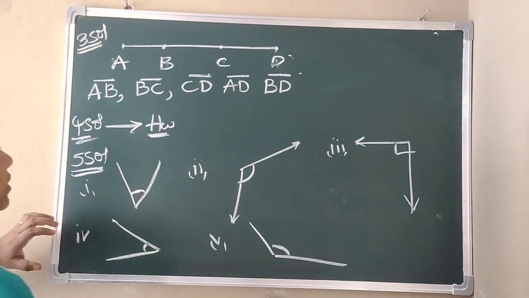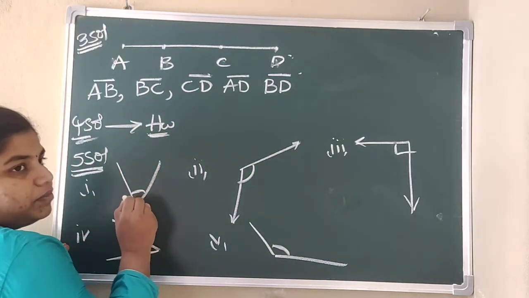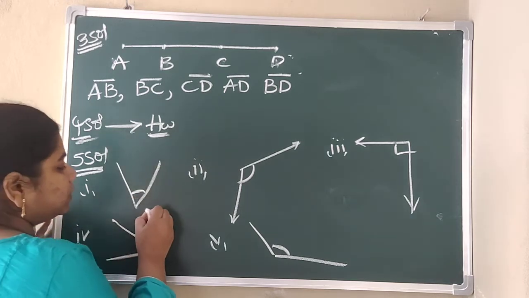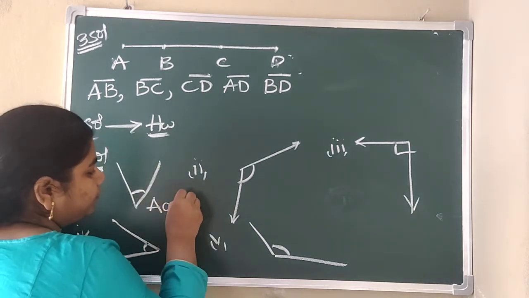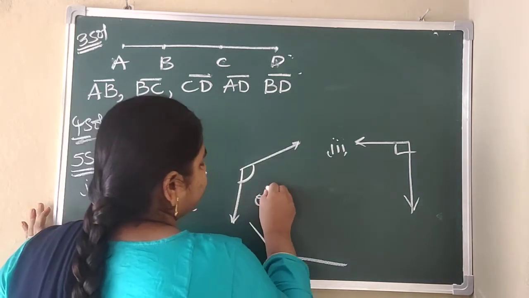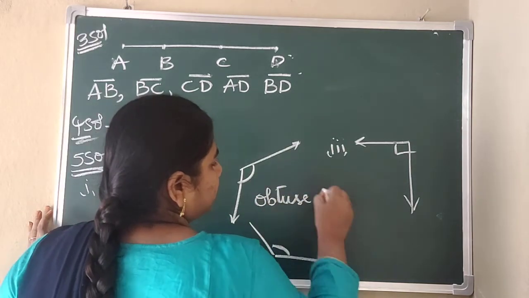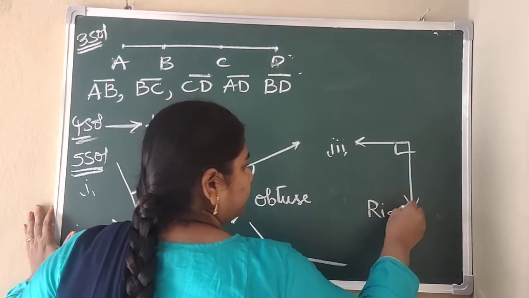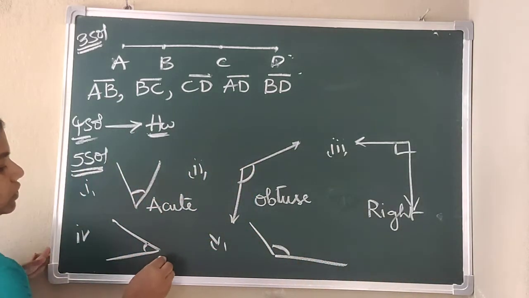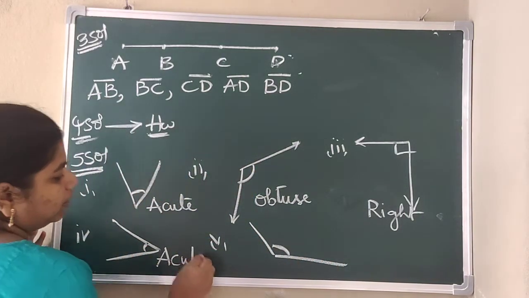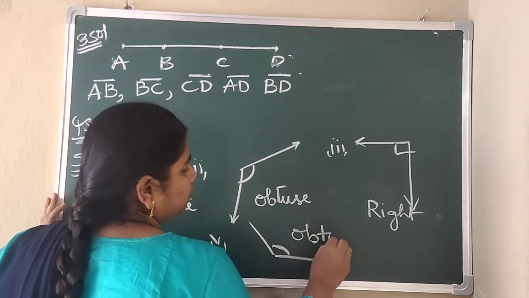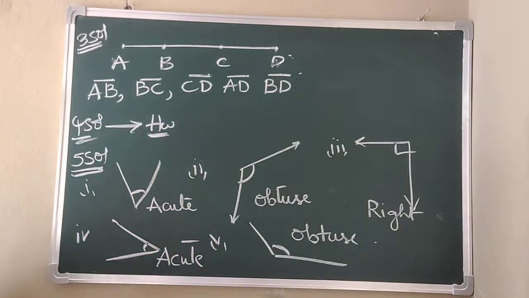If this is greater than 0 and less than 90, it will be an acute angle. And this is an obtuse angle. This one is a right angle. This is also an acute angle. And this is an obtuse angle. So this is our 5th solution.